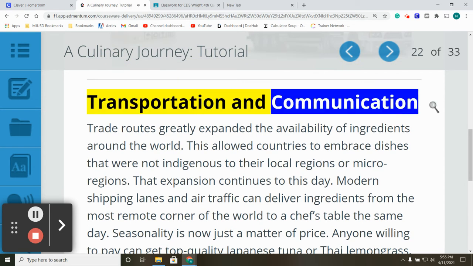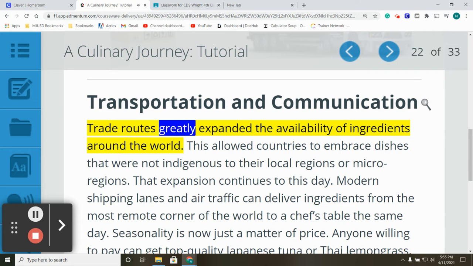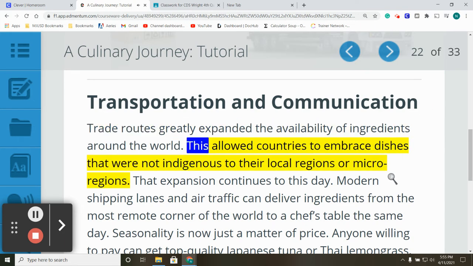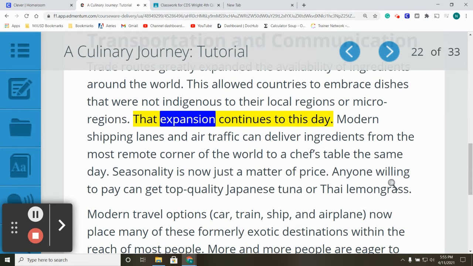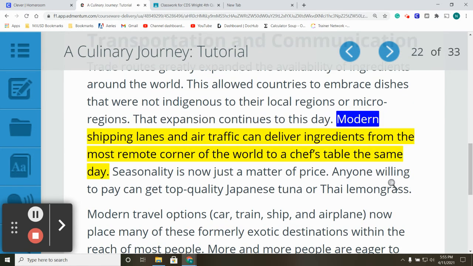Transportation and communication. Trade routes greatly expanded the availability of ingredients around the world. This allowed countries to embrace dishes that were not indigenous to their local regions or micro-regions. That expansion continues to this day.